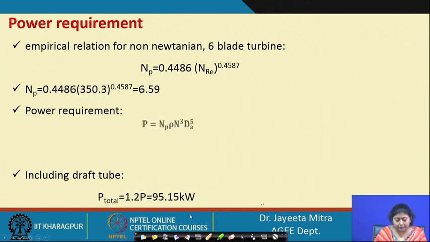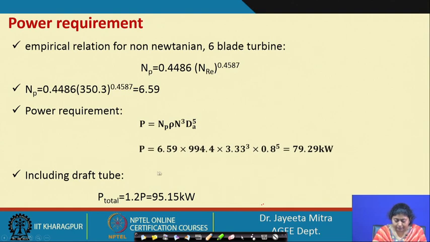From the power number we will calculate the power requirement, because the formula is power requirement P equal to Np into density of the mixture into N cube into d_A to the power 5. So, this is Np is 6.59 into 994.4 into 3.33 cube into 0.8 to the power 5. So, finally, we are getting 79.29 kilowatt.